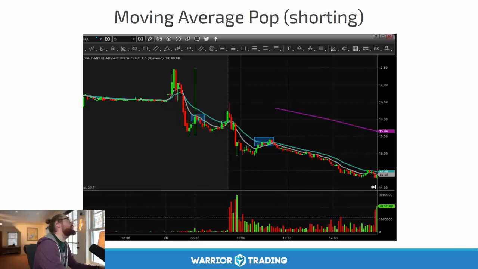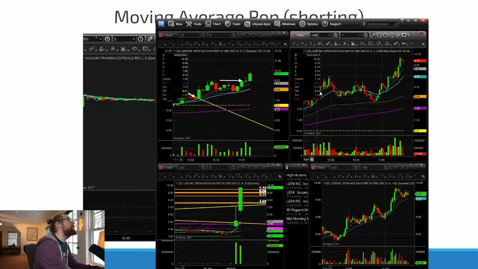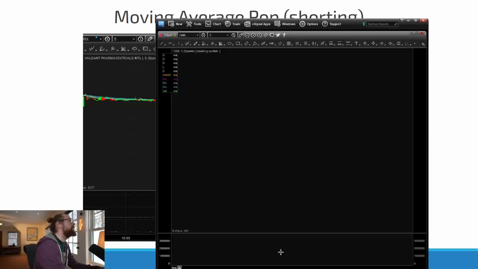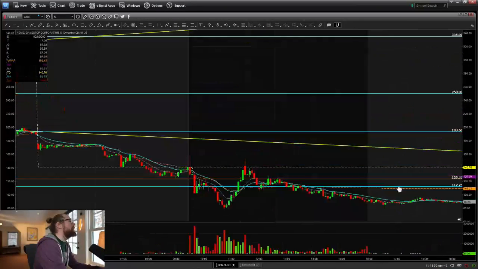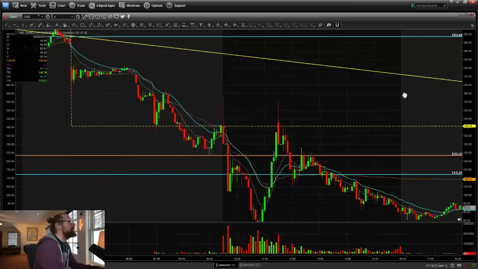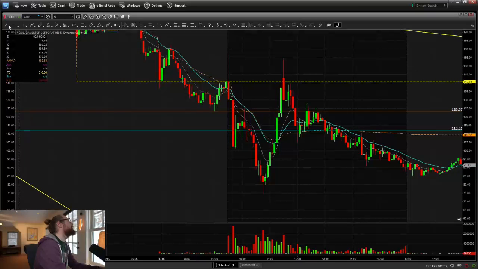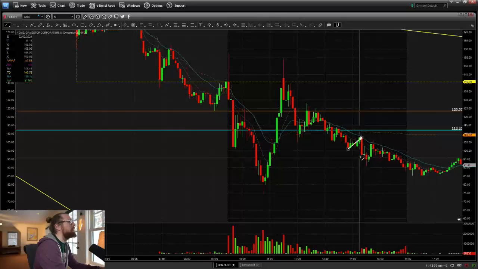And again, to the short side, in the case of GME yesterday, I'm sure we could find some other examples of moving average pops where it was selling off, then kind of comes up to the moving average. It's not really a perfect bear flag. It's sort of back up to the moving average, then it flushes down. Sort of back up and then sort of flushes down.